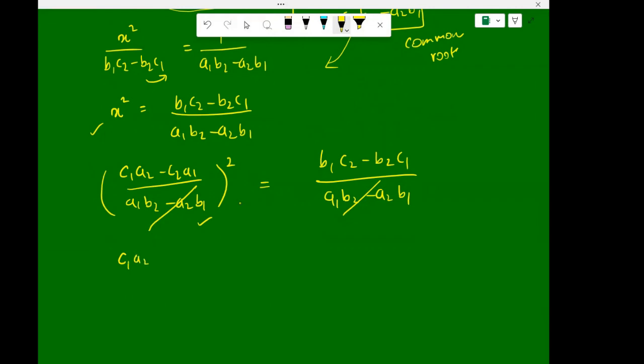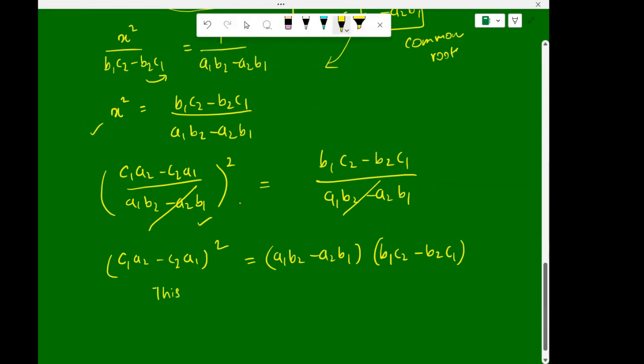Therefore, the condition for having a common root is c1a2 minus c2a1 whole square equal to a1b2 minus a2b1 into b1c2 minus b2c1. This is the condition for having a common root.